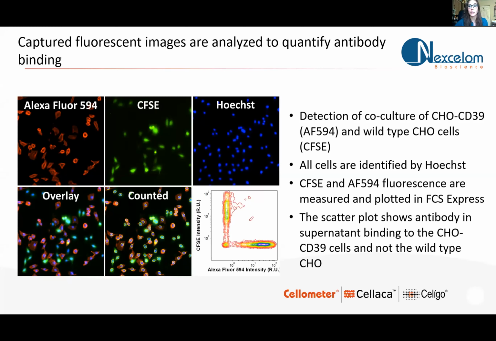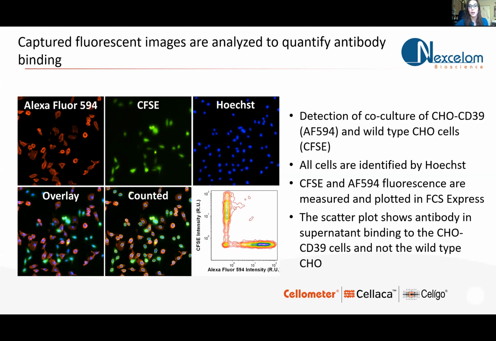These are differentially labeled. So we have CFSE labeled cells that are wild type versus the antibody of interest, which is Alexa Fluor 594 labeled. This is actually in a co-culture scenario, so you don't need different experimental plates. You can actually do this in the same plate to measure specificity of your binding.